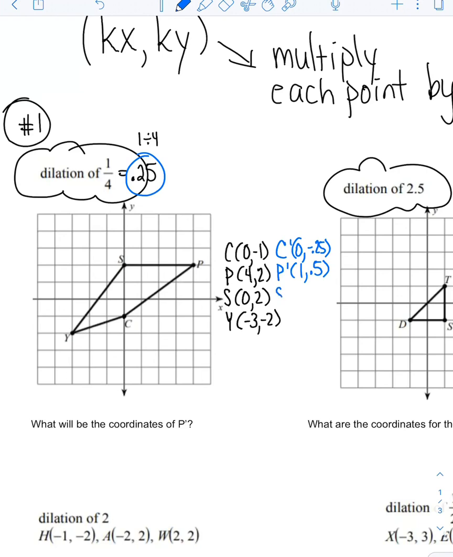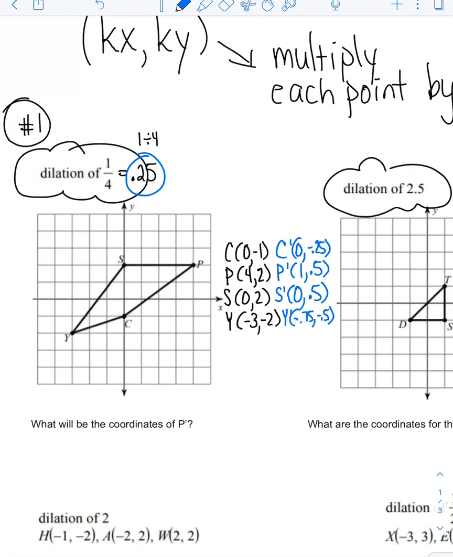Let's keep going. Again, all you do for dilations is read the point and then multiply by the scale factor, which in this case is 1/4 or 0.25. So S prime is going to be 0 times 0.25 is 0. 2 times 0.25 is going to be half or 0.5. And then last but not least, let's do Y. To find Y prime, -3 times 0.25 is going to be -0.75, and -2 times 0.25 is going to be -0.5, or negative half.